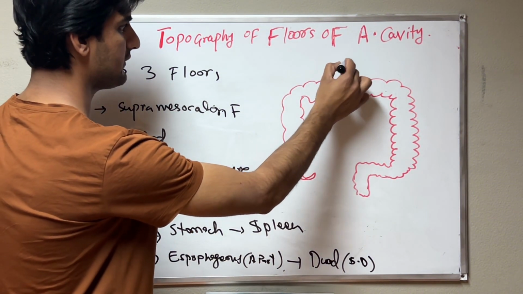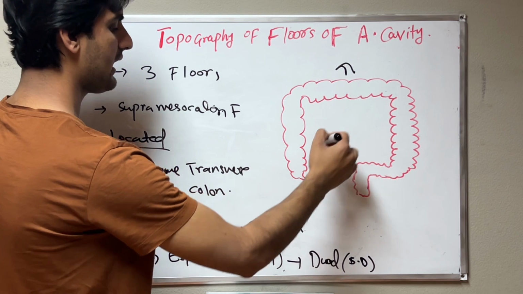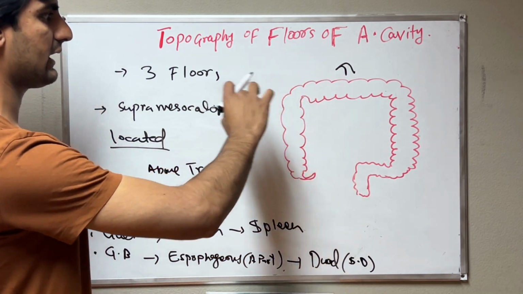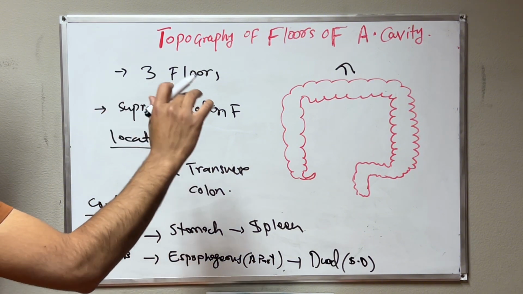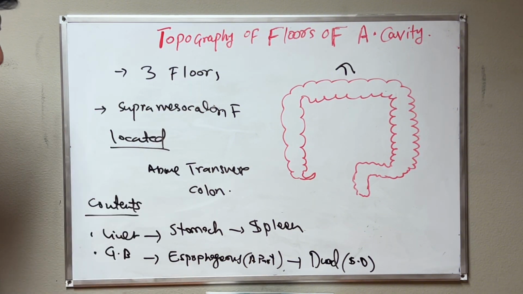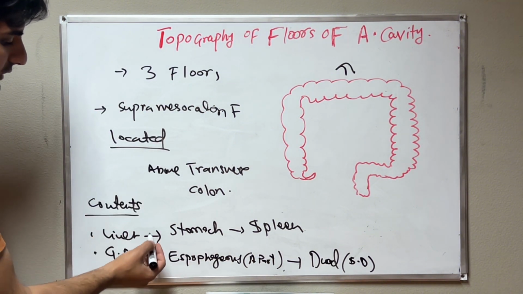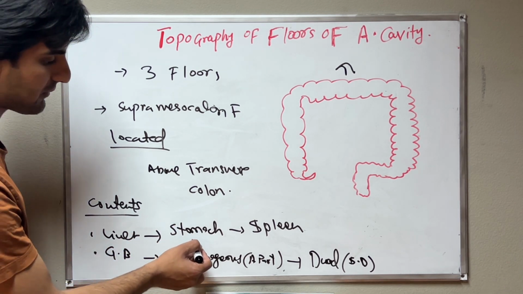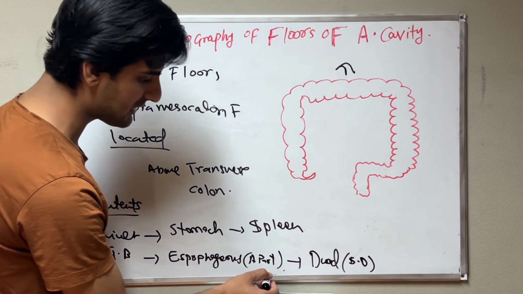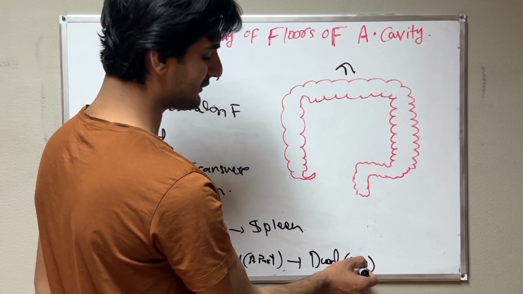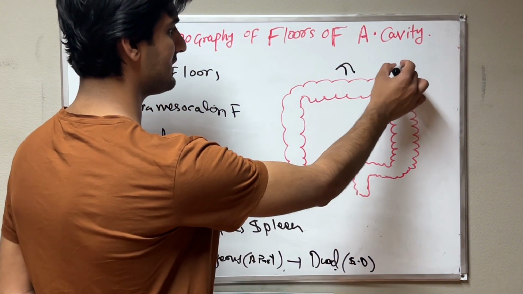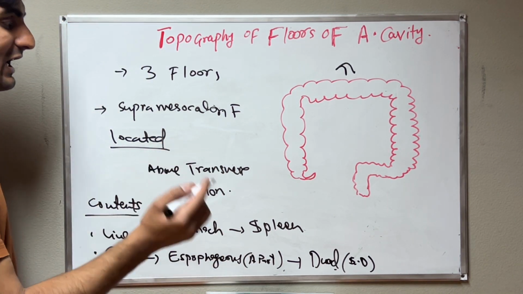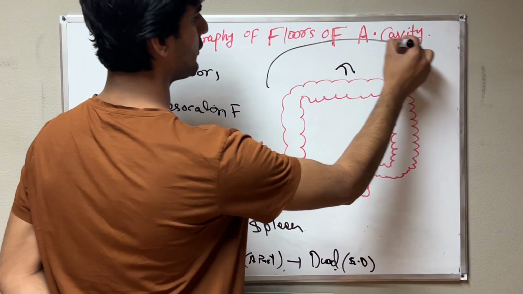Here is the location of the transverse colon, and you need to know about the supramesocolic floor and its contents. Contents mean which organs are located there, because this is splanchnology. I write the contents here: we have the liver, and under the liver the gallbladder, the stomach, spleen, esophagus abdominal part, and duodenum superior and descending parts located in the supramesocolic floor. And if you remember, this is a liver.